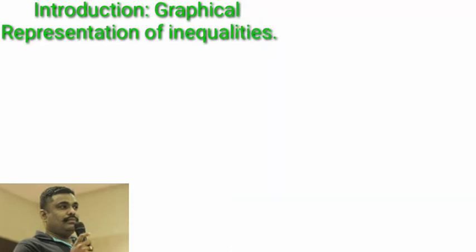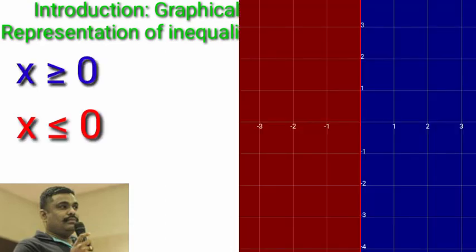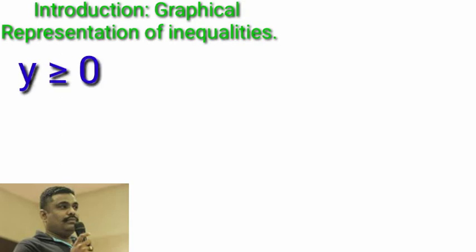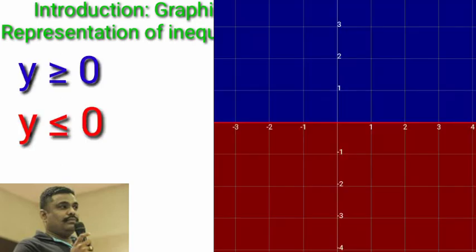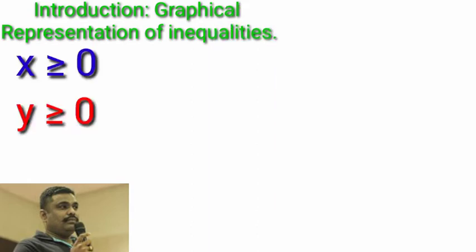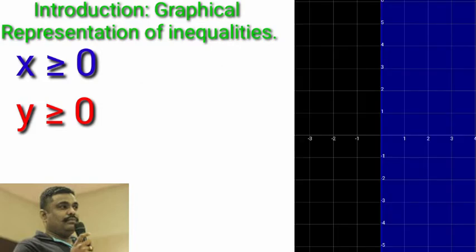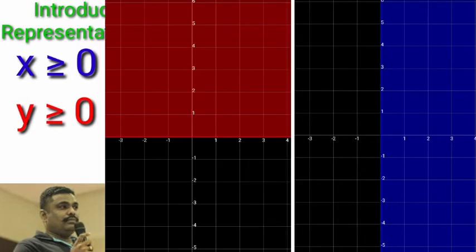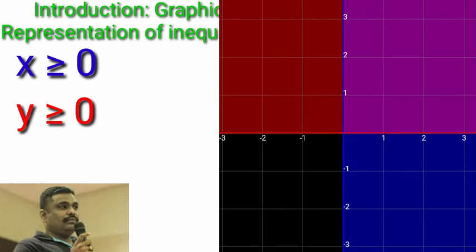So far we discussed x greater than or equal to 0 and x less than or equal to 0. When you see, the regions never intersect. At the same time, y greater than or equal to 0 and y less than or equal to 0, the regions do not intersect. Suppose x greater than or equal to 0 and y greater than or equal to 0. See, x greater than or equal to 0 means it lies right of the y-axis. For y greater than or equal to 0, it covers above the x-axis. Together, the intersection part lies completely in the first quadrant.